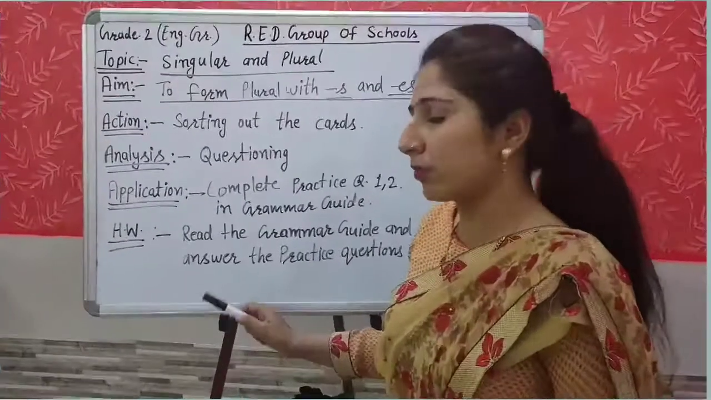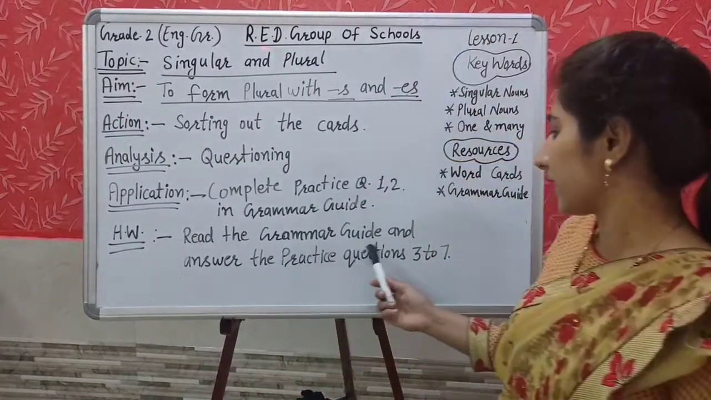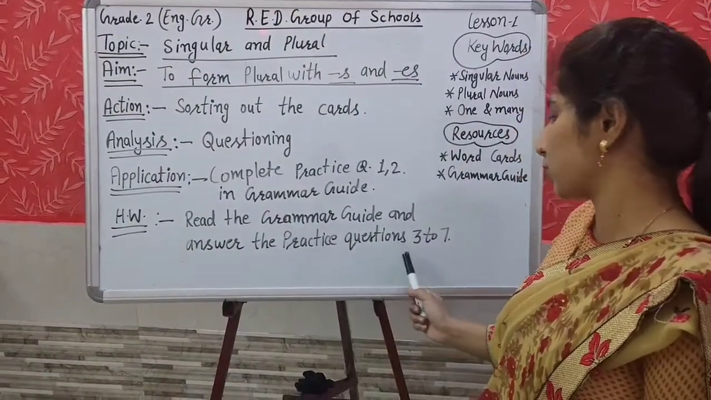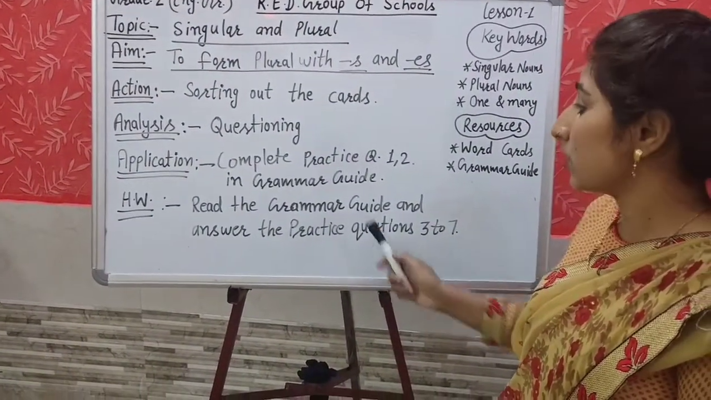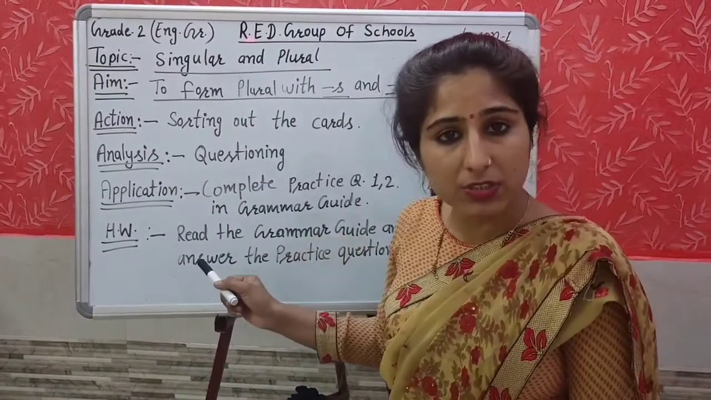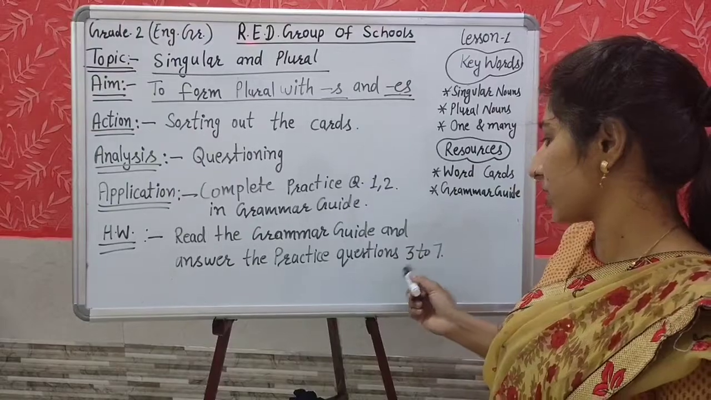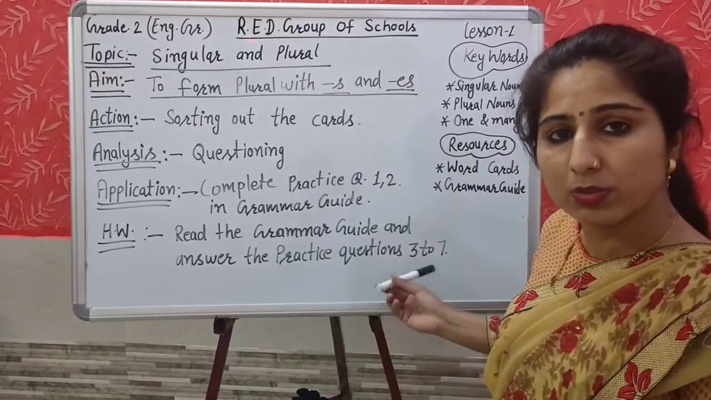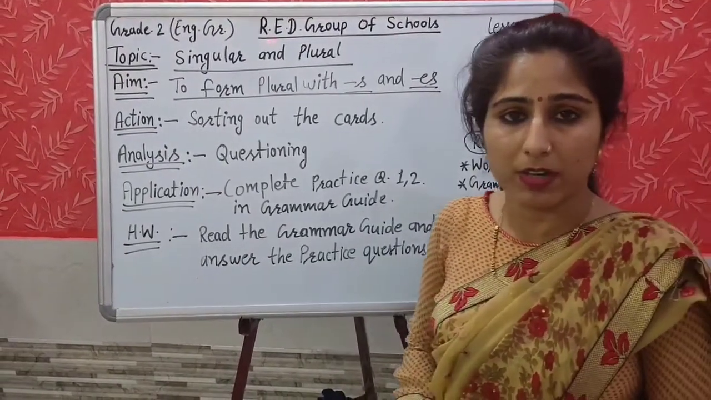This is time for homework. What will you do in your homework? Read the grammar guide and answer practice questions 3 to 7. Means you will do questions 1 and 2 in your grammar guide in application time, and the rest of the questions you will do in your homework. Questions 3 to 7 are given in your grammar guide.